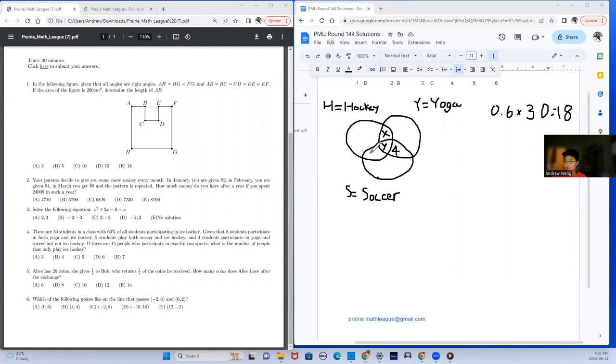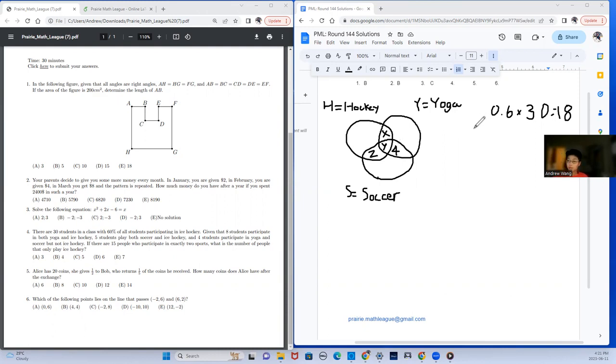And the last one over here between hockey and soccer, we know that it is 5 or Z, because we don't know exactly if they only play soccer and ice hockey. Some of the 5 people could be playing soccer, ice hockey, and yoga. So we label it as a variable. So we have 4, Z, Y, and X. Those are the ones we are using.